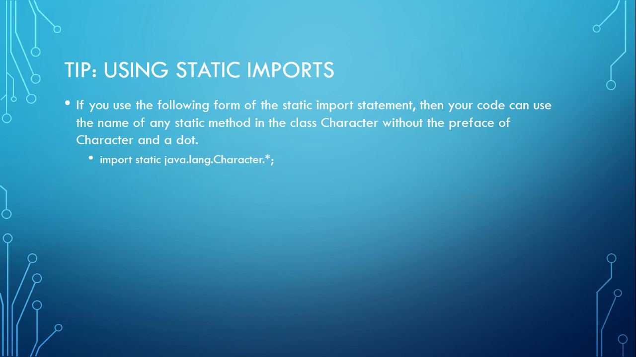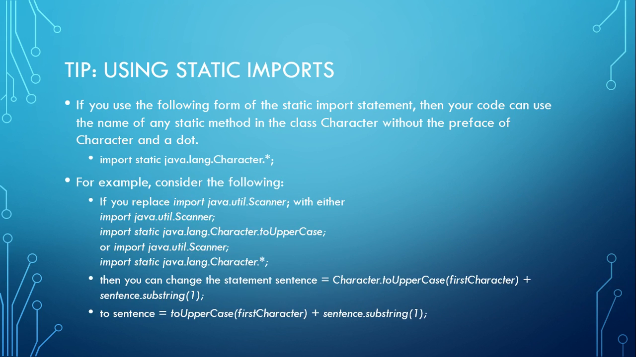All right. So if you use the following form of static import statement, then your code can use the name of any static method in the class Character without the prefix Character and a dot. So import static java.lang.Character.*. For example, consider the following. If you replace import java.util.Scanner and import static java.lang.Character.toUpperCase with import java.util.Scanner and import static java.lang.Character.*, then you can change the statement Character.toUpperCase first character plus sentence.string1 into sentence equals toUpperCase first character plus sentence.substring. So you notice it kind of cleans it up just a little bit.